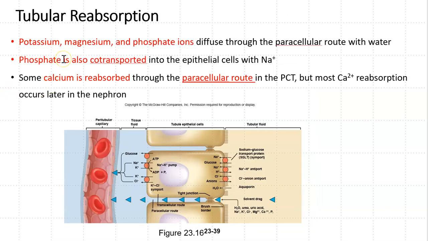Now, during tubular reabsorption, several other ions like potassium, magnesium, and phosphate ions diffuse through a paracellular route with water. Phosphate ions are also co-transported into the epithelial cells with sodium ions. So you can see that sodium ion basically affects all other pumps. And some calcium is also reabsorbed in the process through the paracellular route.